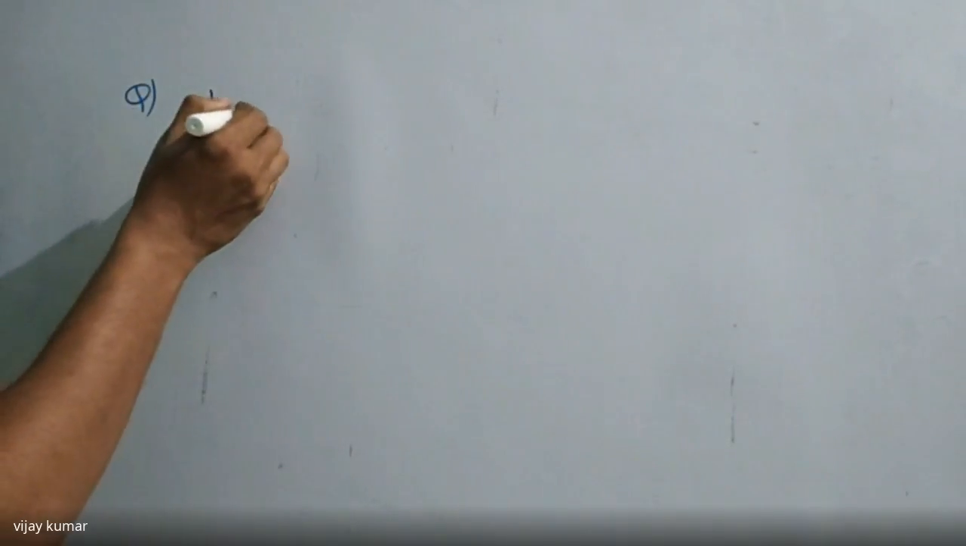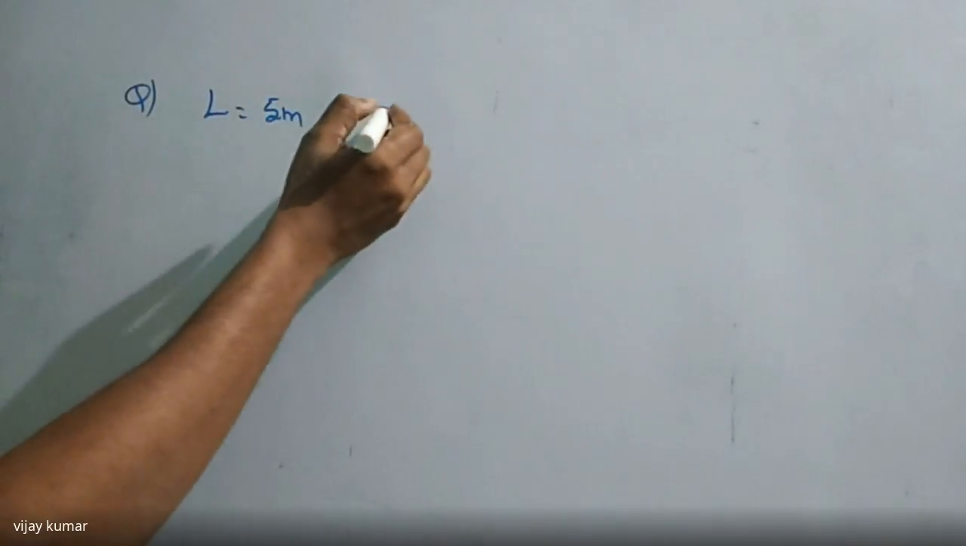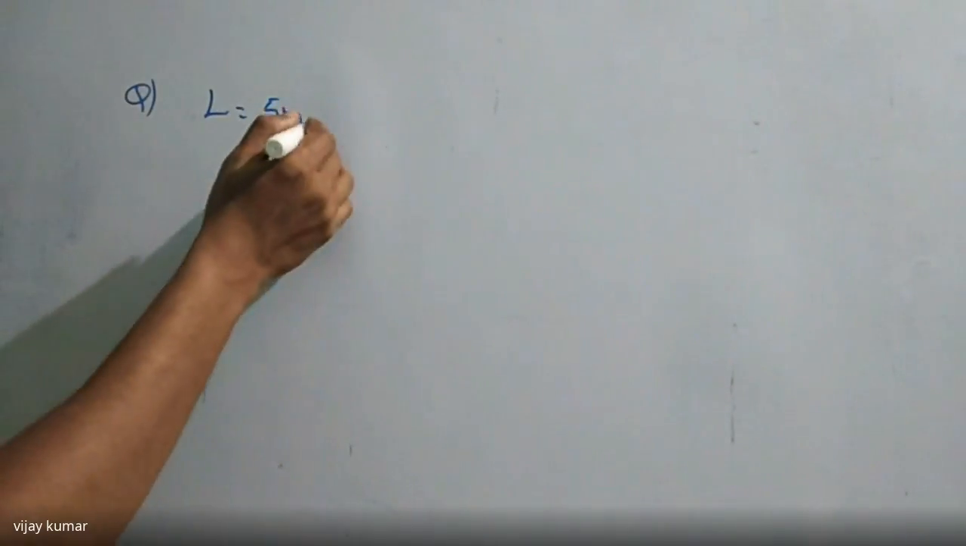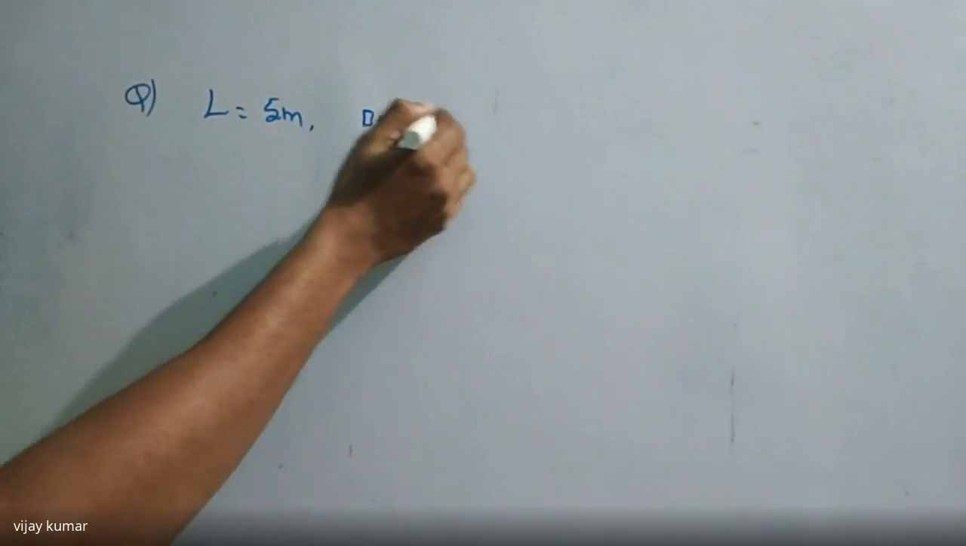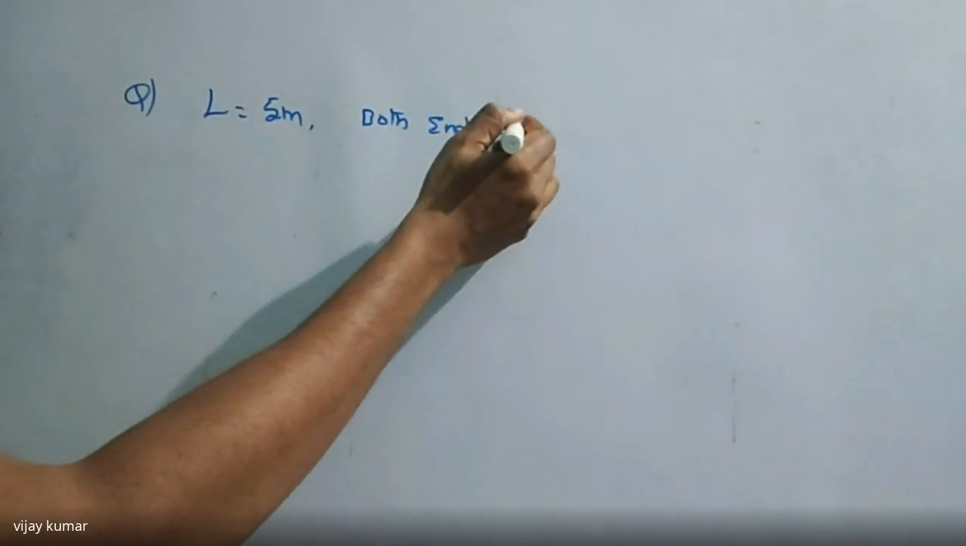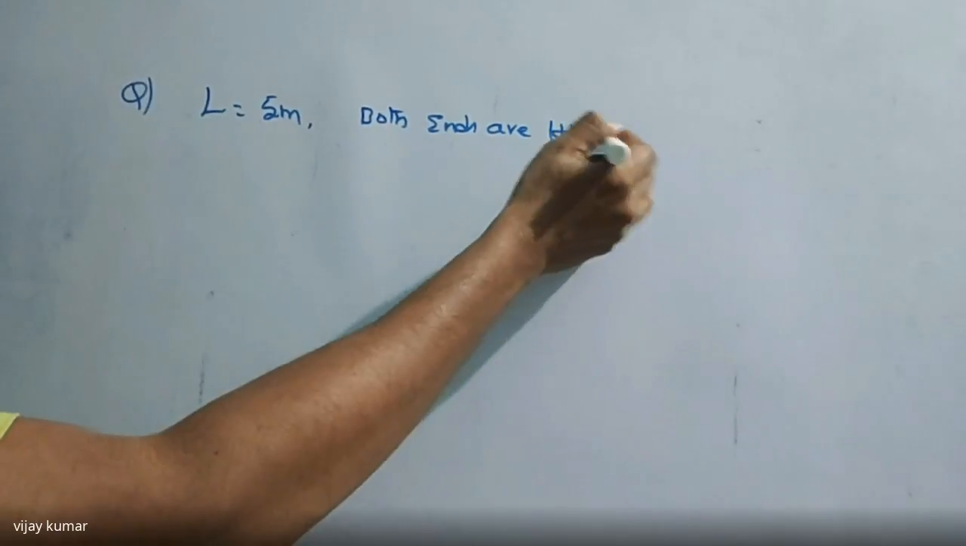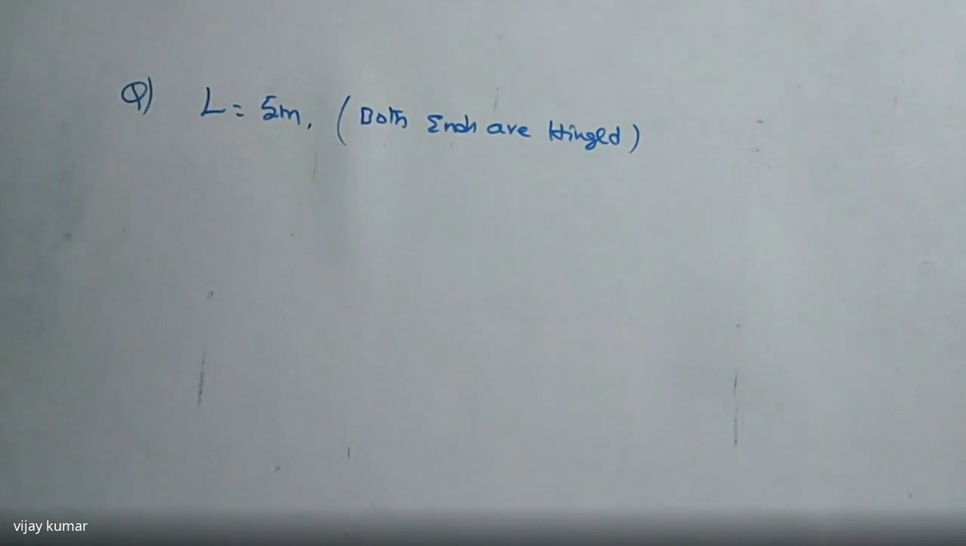A column is given which is made of a circular section, 5 meters long. So length is given 5 meters, in a solid circular column, which has both ends hinged. Both ends are hinged. It is a circular column. Both ends are hinged. The length is 5 meters.